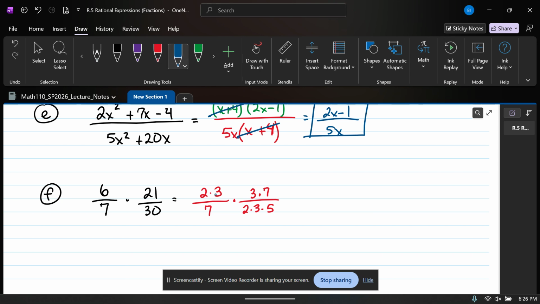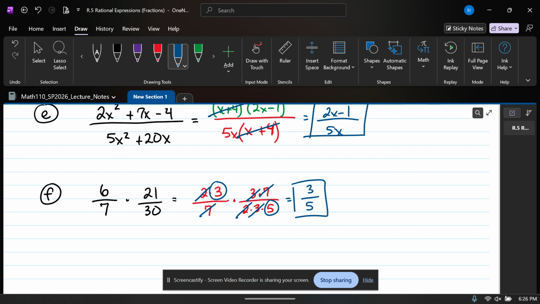So I'm going to cancel out this 2, it cancels that 2. This 3 cancels that 3. This 7 cancels that 7. And all I've got left is 3 over 5. Okay, we did that in the lab, so nothing is different about that than what we did in the lab.